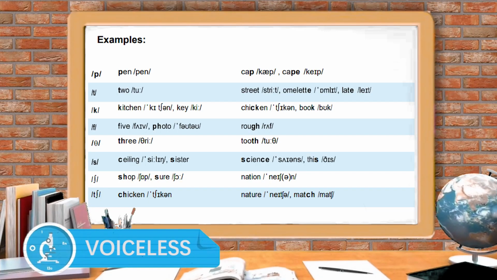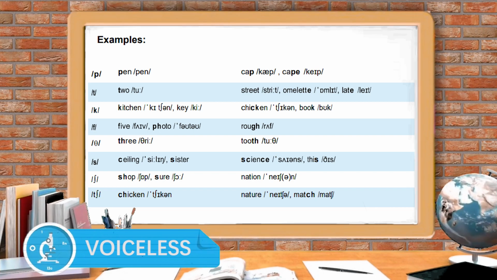Okay everyone, these are the examples of voiceless sounds. First, there is P, for pen, cape, and cap. And then T, for two, street, and omelette. And then K, for kitchen, key, chicken, and book. And then F, for five, photo, and rough.